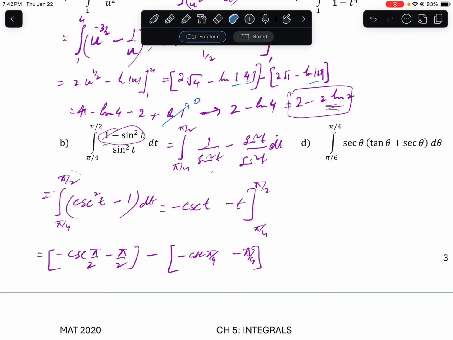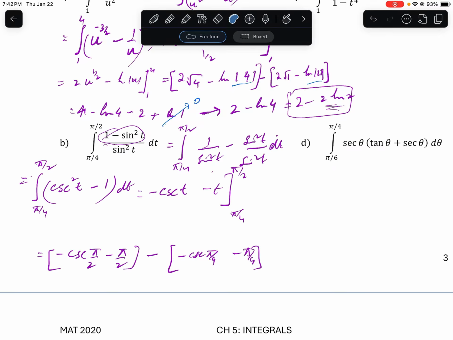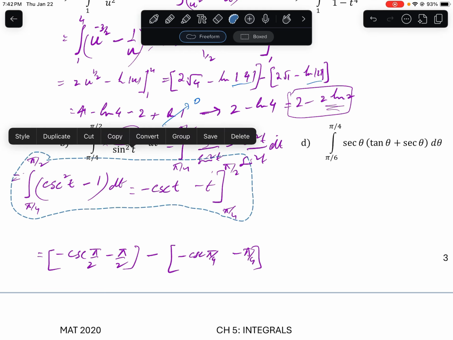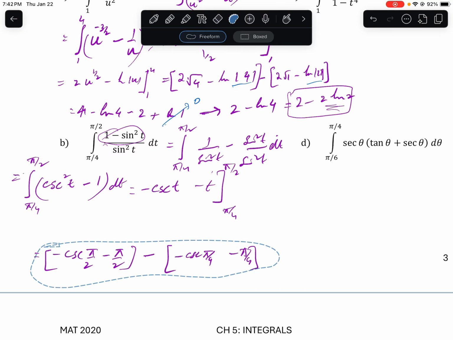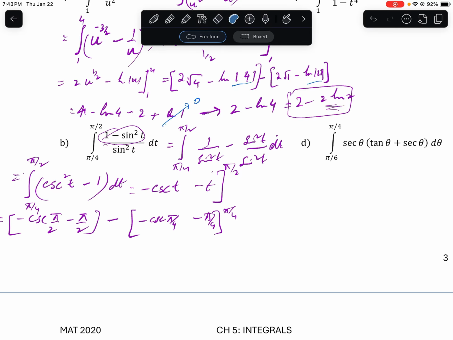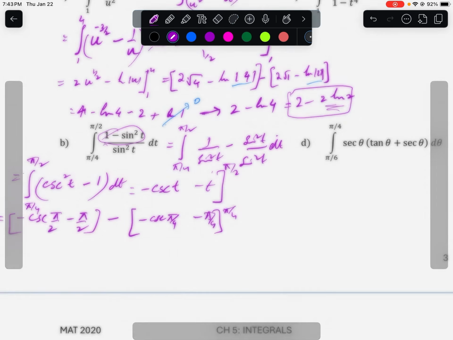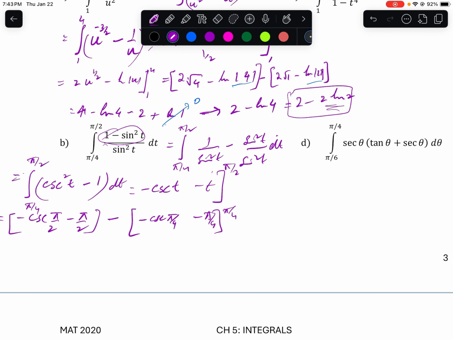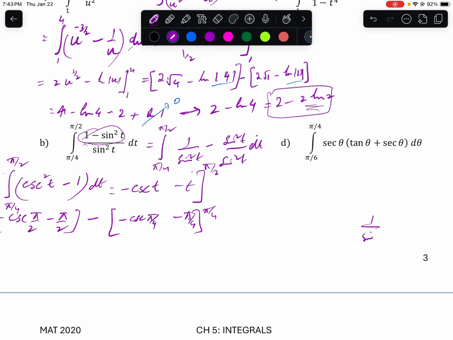Need more space. And move this one over here, and then I should be able to write the answer here. Yeah, so what is cosecant of pi over 2? Well, remember cosecant is 1 over sine. So if you want to know cosecant of pi over 2, you can figure out what is 1 over sine of pi over 2. Sine of pi over 2 is 1, so 1 over 1 is 1.